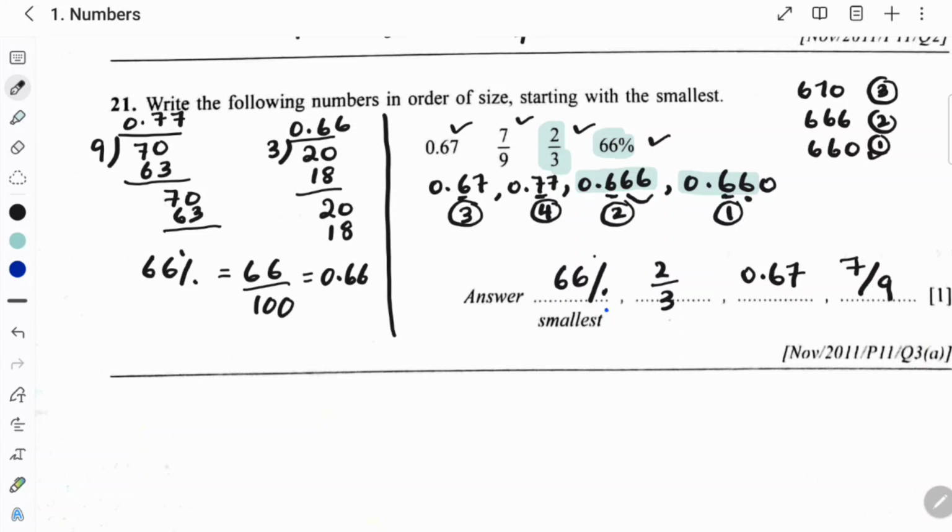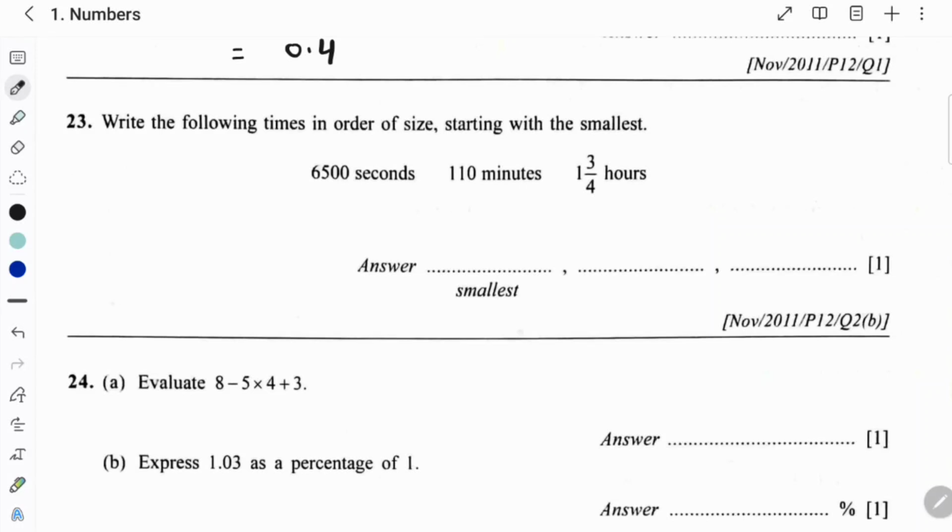You can just see the question again in the video and understand it. I'm going to the next question. All right, this question is also of 1 mark.